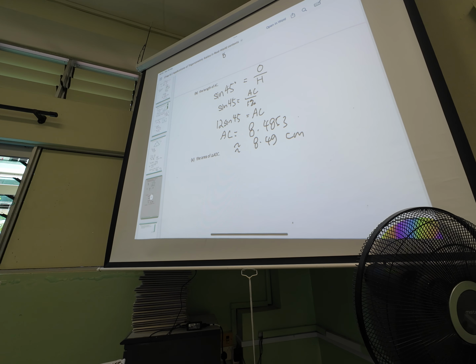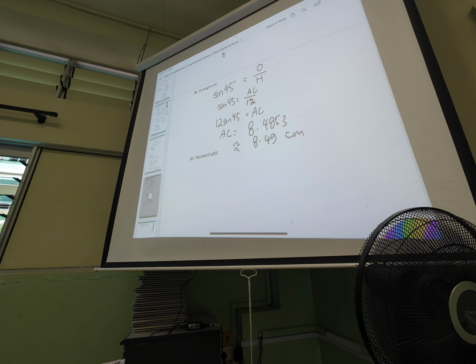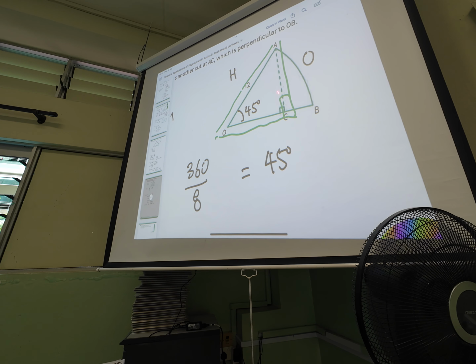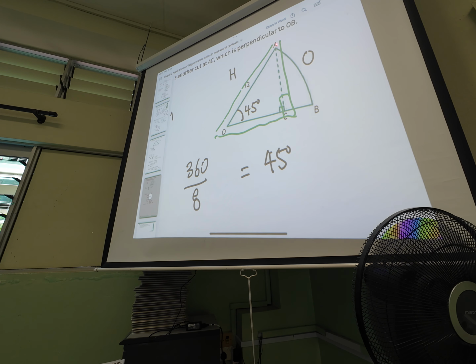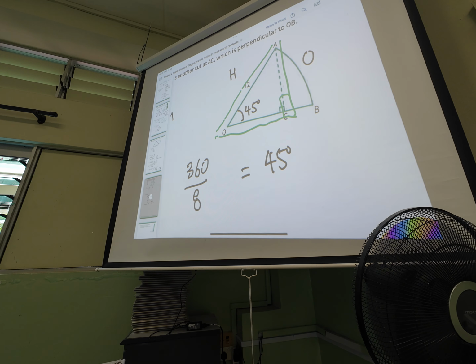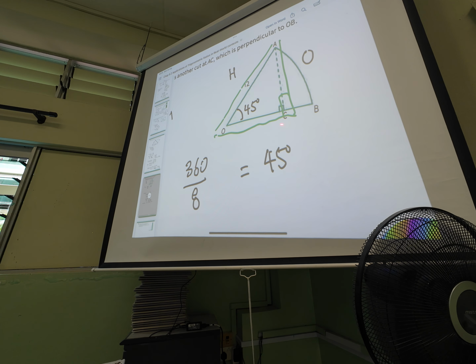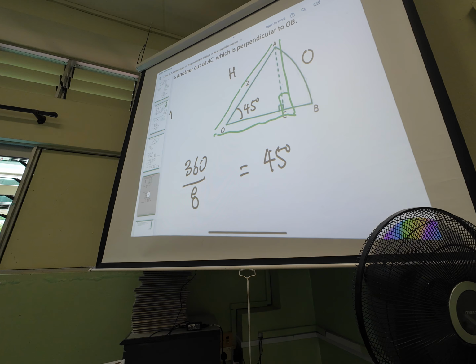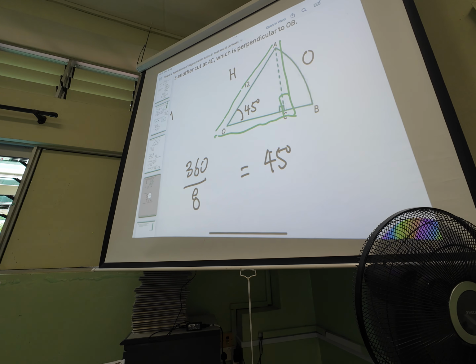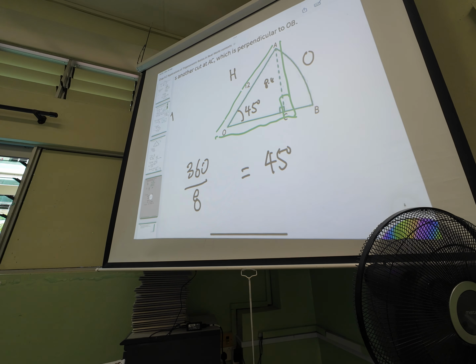Area of triangle AOC. So we need to know the length, we need to know the breadth, base and height. So we have found AC, then we also need to know our OC. Okay? After I have found my AC, this one is 8.49.